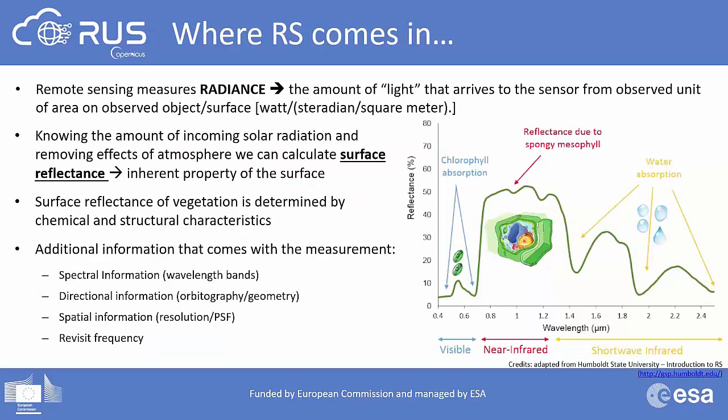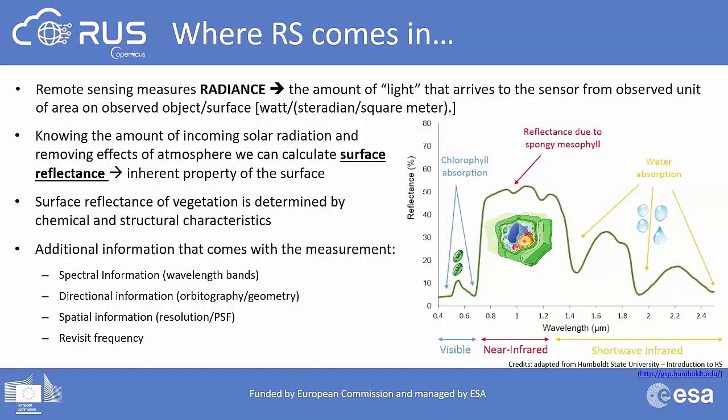So now, where does remote sensing come into this concept? In remote sensing, we measure the radiance, or in other words, the amount of light that arrives to the sensor from observed unit of area on observed object or surface. If we know the amount of incoming solar radiation and remove the effects of atmosphere, we can then derive the surface reflectance. For example, let's have a look at this typical reflectance profile of green vegetation on the right.